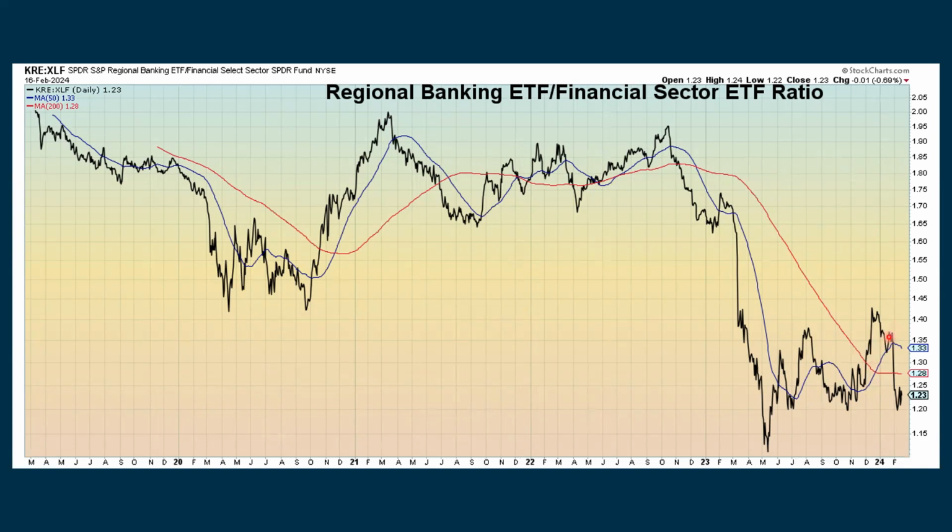But then the New York Community Bank news hit and we shot back down. And right now we're currently underperforming. We're waiting to see, are there more banks that are going to come out? That's kind of what we're waiting to see right now.